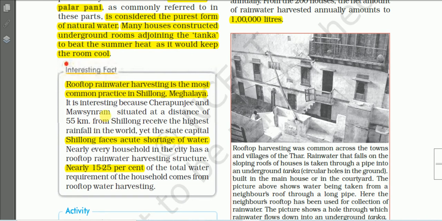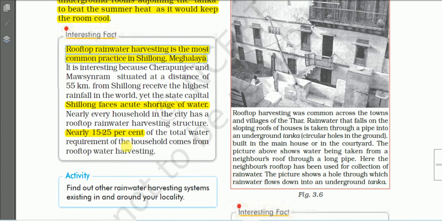And one interesting fact is also given here. Rooftop rainwater harvesting is the most common practice in Shillong, Meghalaya, as I told you earlier. But you must know that Cherrapunji and Mawsynram, situated at a distance of 55 kilometers from Shillong, received the highest rainfall in the world. That we have discussed in class 9 also. Mawsynram and Cherrapunji receive more than 1,100 centimeters of rainfall in a year.